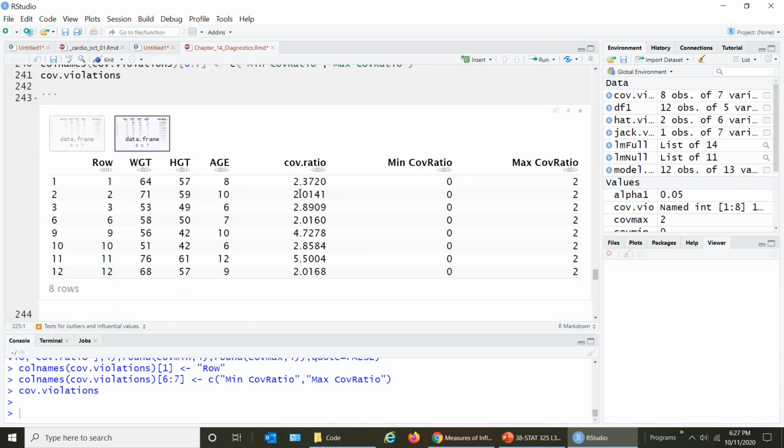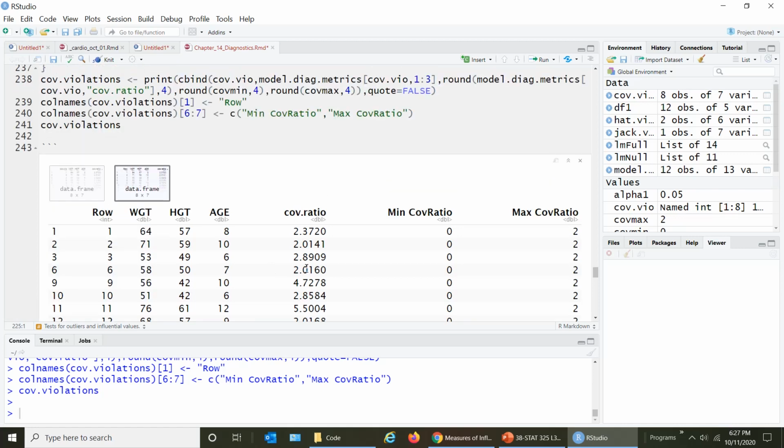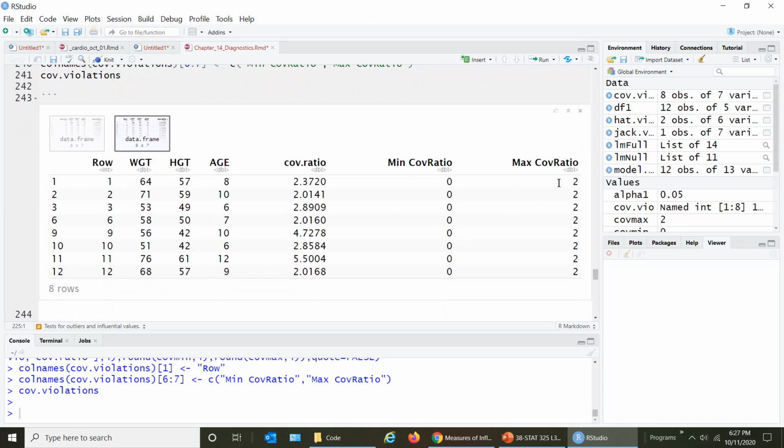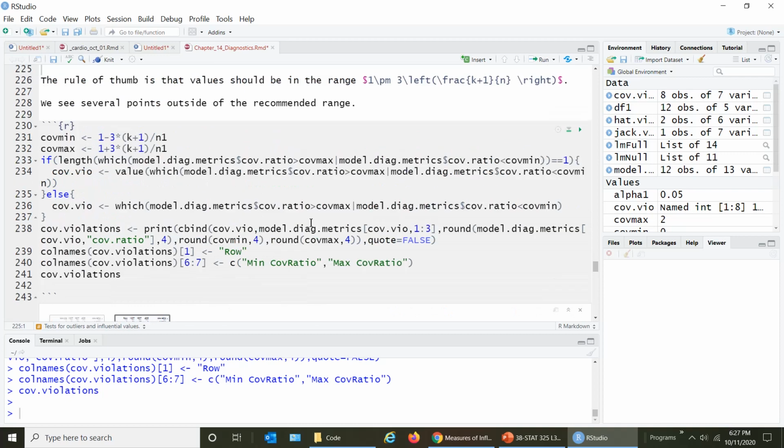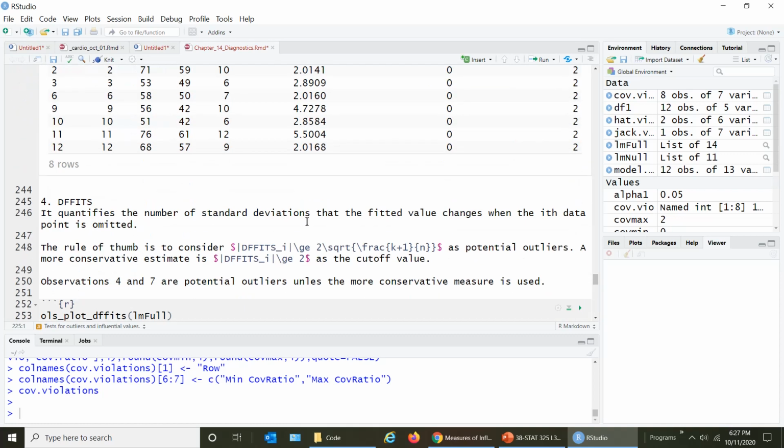In this case, it looks like most of them exceed the maximum value. The minimum would be 0, since there can't be less than 0, and the max would be 2, calculated this way. I have a lot of them; in fact, 8 of the 12 are above this. So this covariance ratio seems to be a pretty sensitive measure, because none of the other tests give me this type of result. Okay, so now let's look at DFFITS. It quantifies the number of standard deviations that the fitted value changes, so the predicted or fitted value changes when the ith data point is omitted.